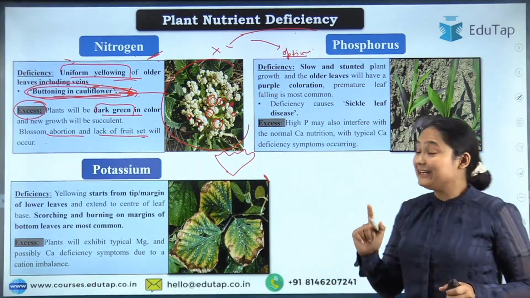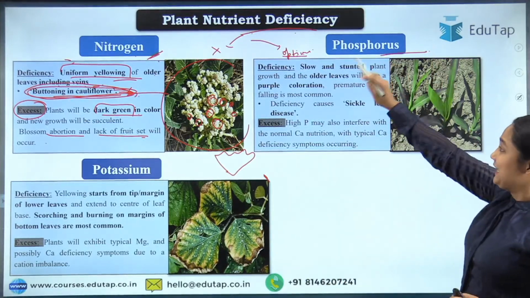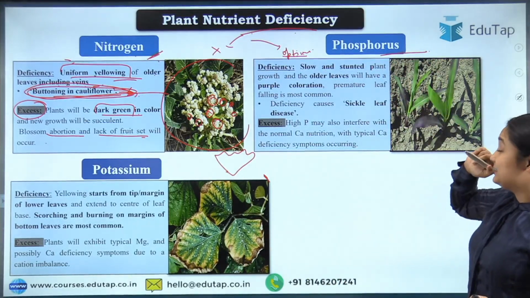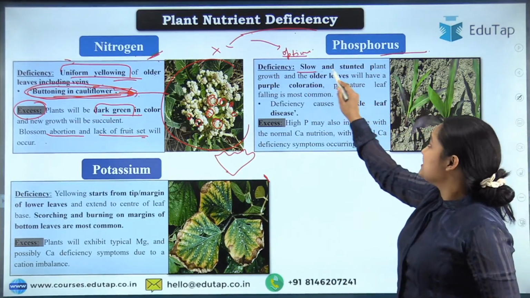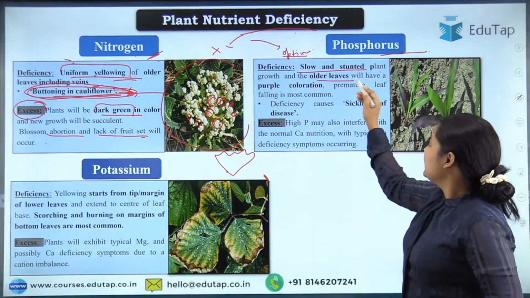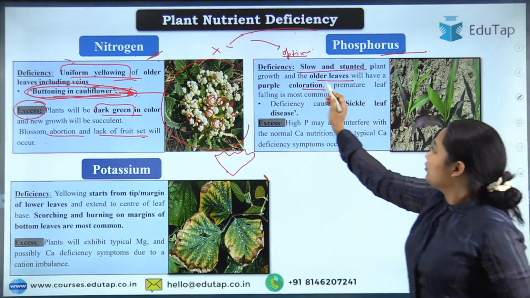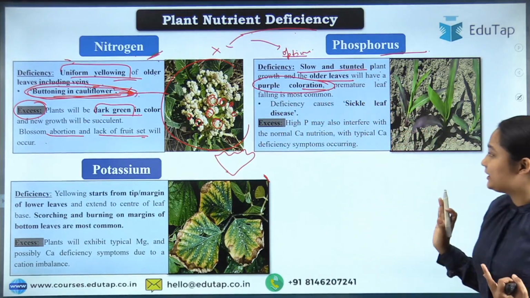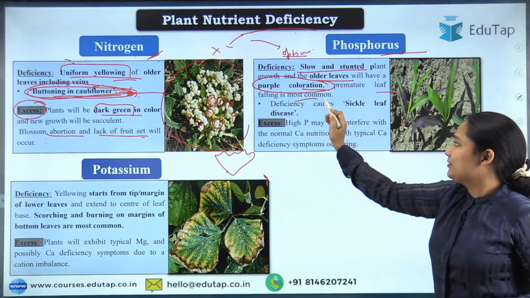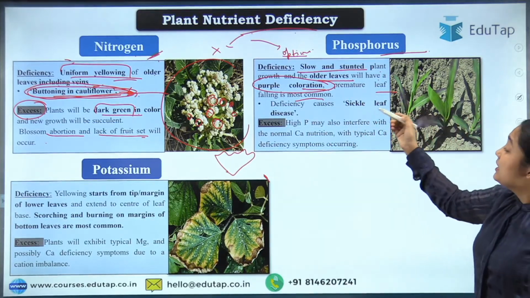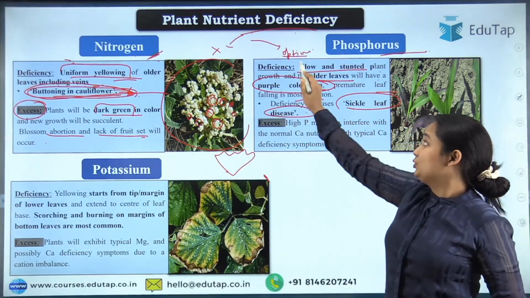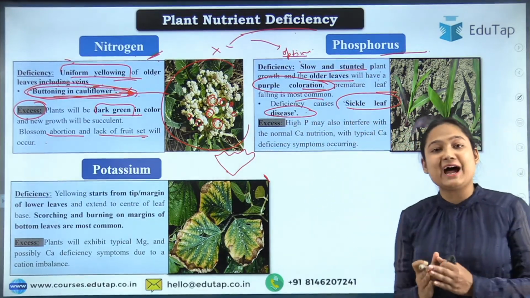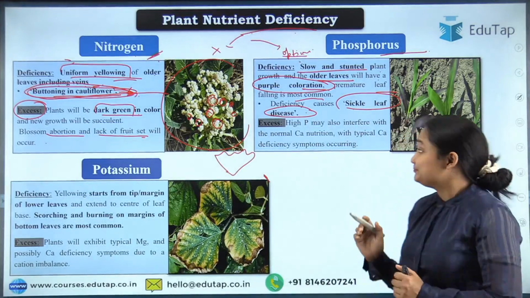So I think that is clear. Now let's move to phosphorus, that is P. Okay, that is another important primary nutrient. Again, deficiency: slow and stunted growth. Older leaves will have purple coloration. Again, you can remember this point, purple coloration. Premature leaves will fall, that is common. The other important thing is that sickle leaf disease will occur due to the deficiency of phosphorus. That you should remember. Okay.